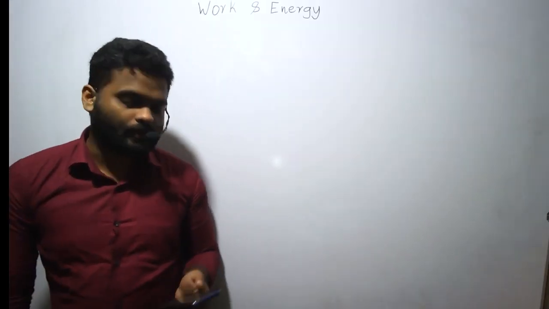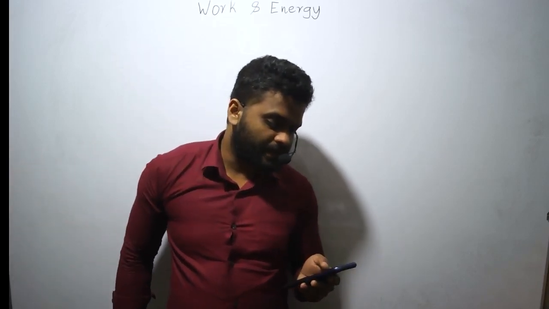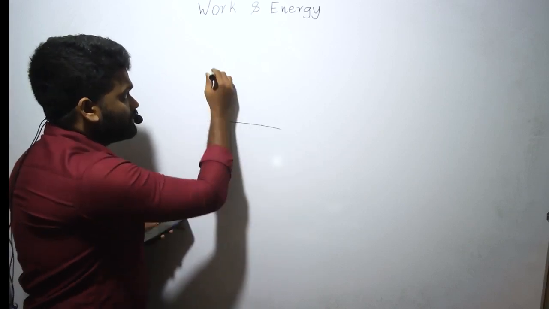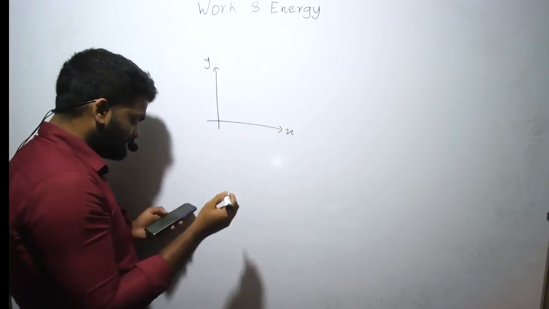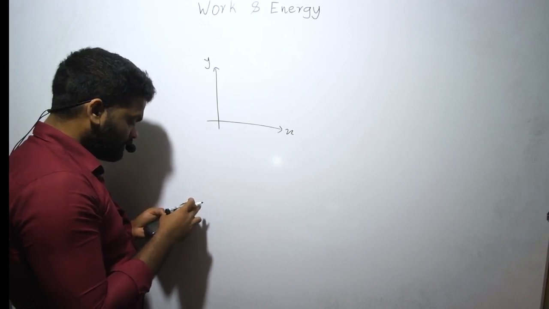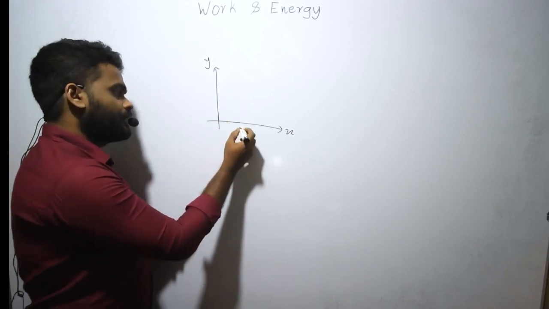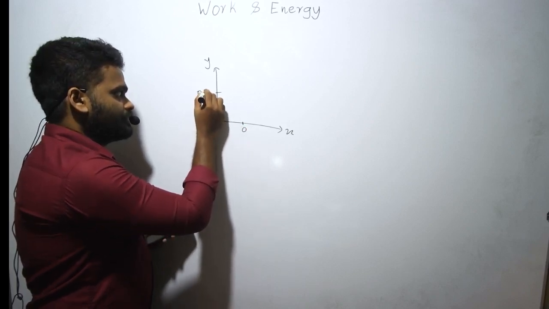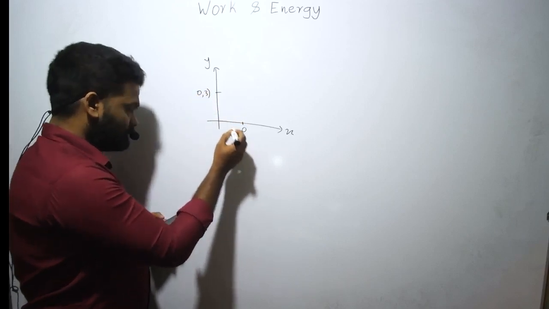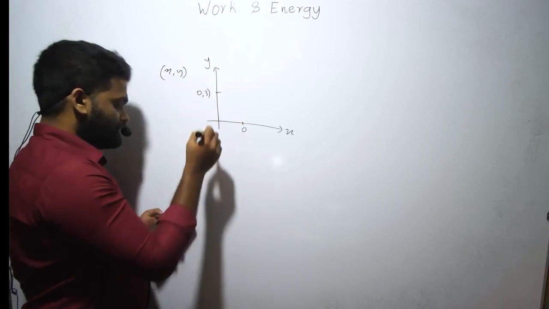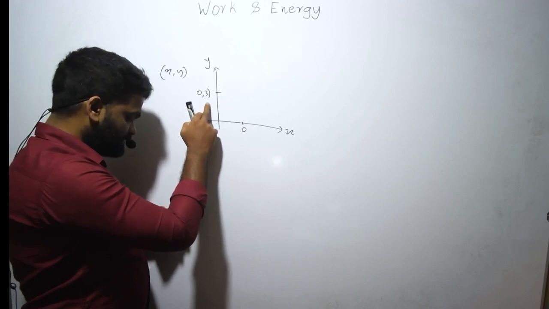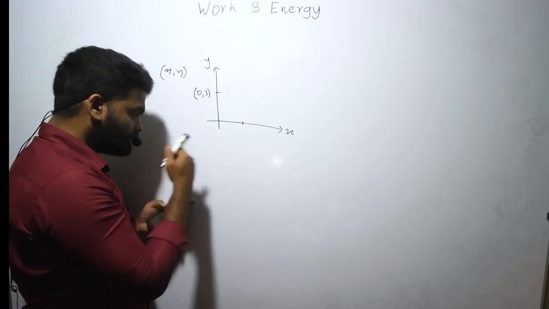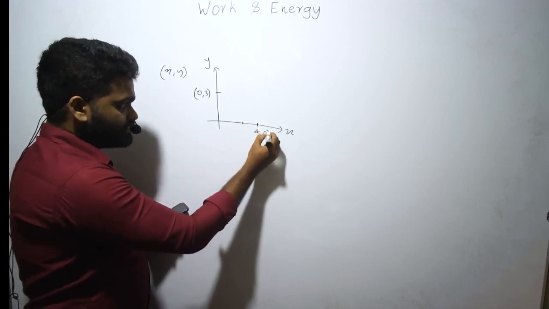Okay, third question. An object is carried on a Cartesian plane. The coordinates are given. This is y-axis, x-axis. So one coordinate is 0, 3. 0, 3 means here, right? So these are xy coordinates. Here x is 0, y is 3. And here you have x is 4, y is 0.